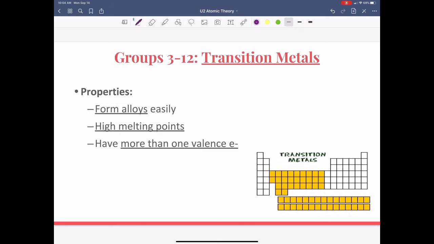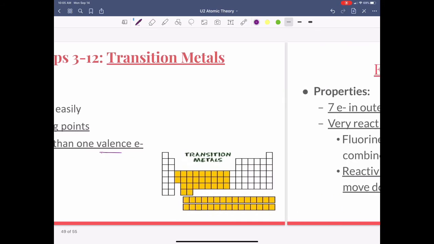They form alloys pretty easily, which is just a combination of metals. They have a high melting point, which means they're a metal that takes a lot of heat in order to melt down. And they typically have more than one valence electron, which we'll talk about in the next lesson, just to give you an idea of what our electrons look like. All right, so form alloys easily, high melting points. We will get into more detail about valence electrons. Don't worry about that too much right now.